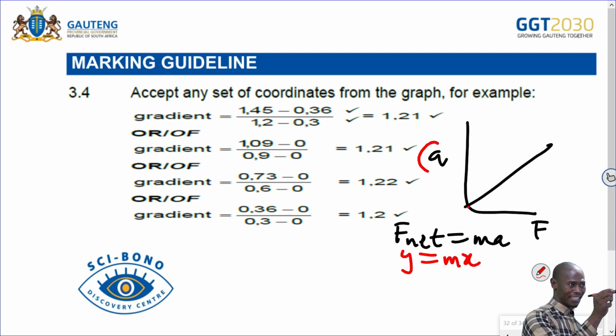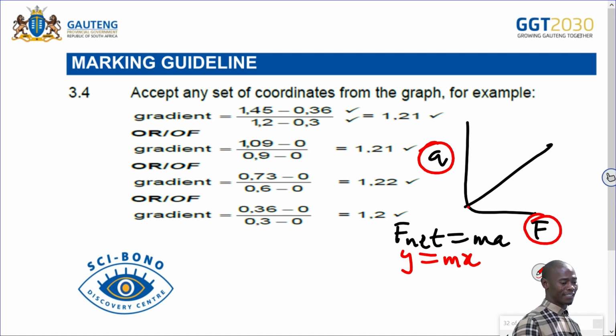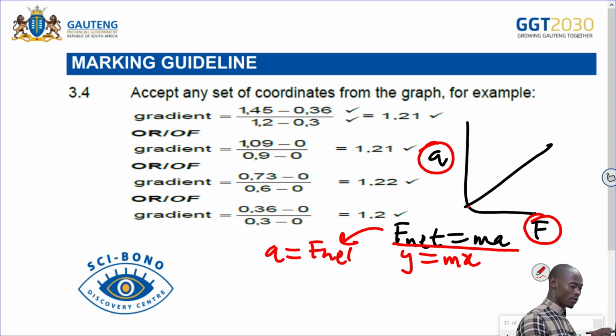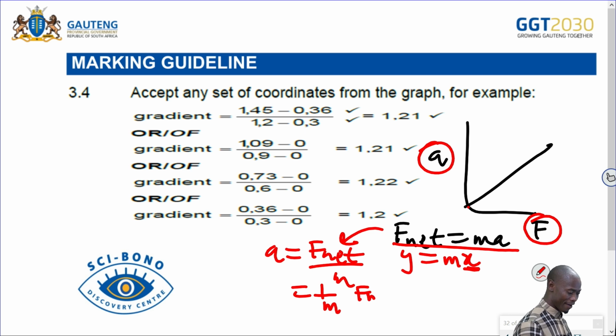What is my y? It's a. What is my x? It's F. So if my y is a, I need to make a the subject of the formula. So a equals F net over m, which is the same as 1 over m times F net. So that is a. So it's y equals mx.